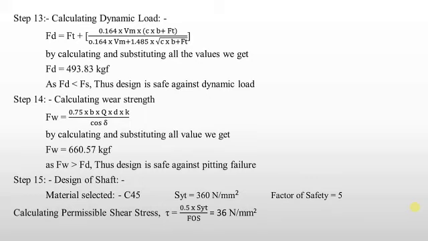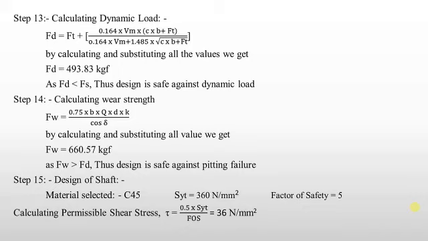Step 14. Calculating wear strength. Fw is equal to 0.75 into B into Q into T into K upon cos delta. By substituting all the values, we get Fw is equal to 660.57 kgf. As our Fw is greater than Fd, thus our design is safe against pitting failure.